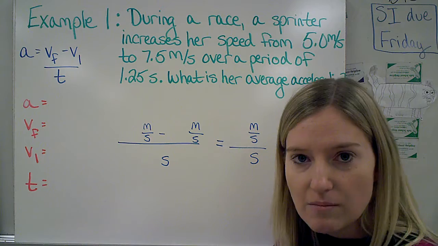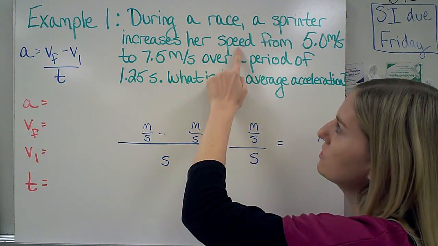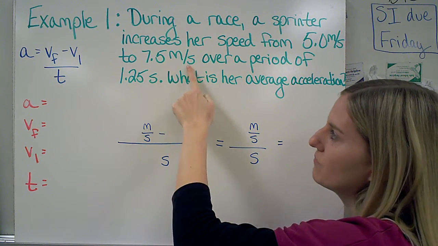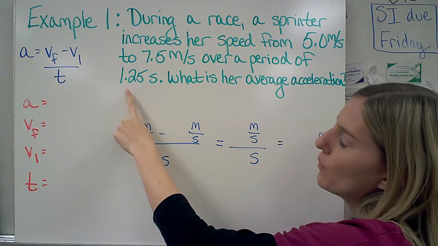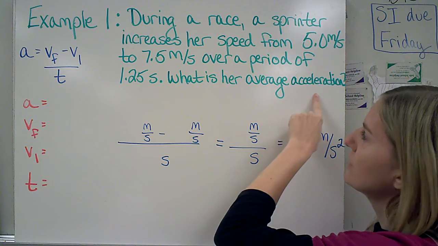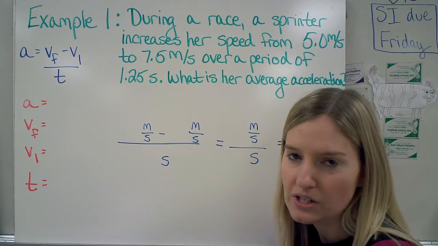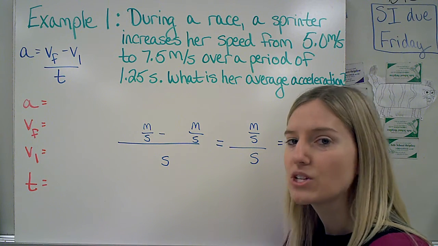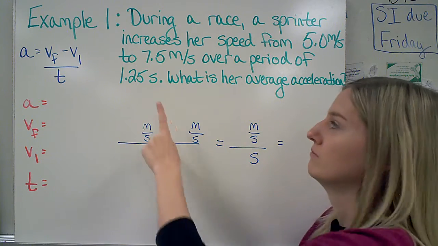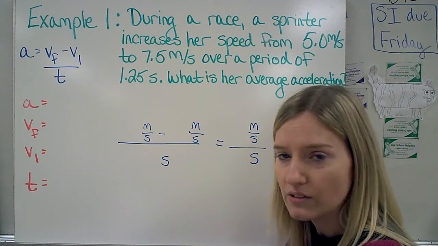So my first example here, it says, during a race, a sprinter increases her speed from 5 meters per second to 7.5 meters per second over a period of 1.25 s or seconds. What is her average acceleration? And that's what this equation tells us, the average acceleration of that individual. Not how much are they accelerating right now, but over that entire 1.25 seconds, what is her acceleration?